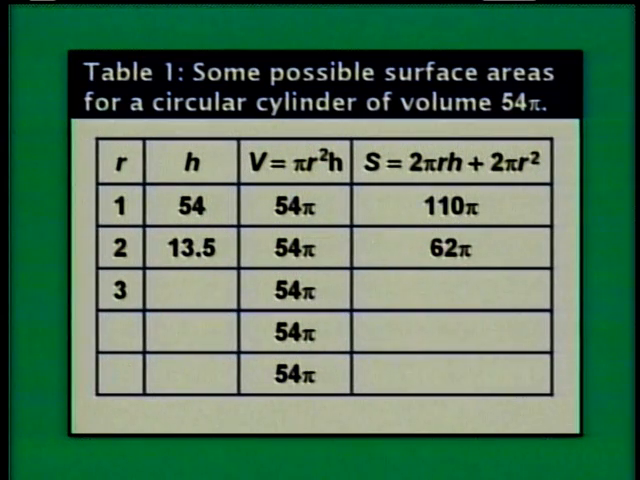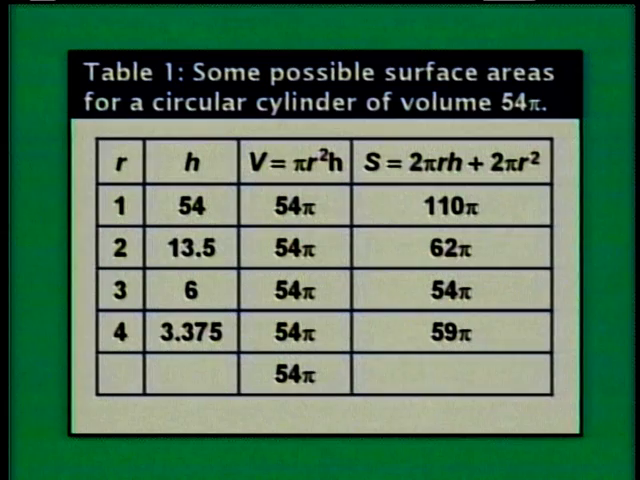If I have a radius of 3, the height would have to be 6 to give me a volume of 54 pi. And the surface area turns out to be 54 pi. If I have a radius of 4, the height would have to be 3.375 to have a volume of 54 pi. Here the surface area turns out to be 59 pi. If I have a radius of 5, the height would have to be 2.16 to give me a volume of 54 pi. And the surface area here turns out to be 71.6 pi.